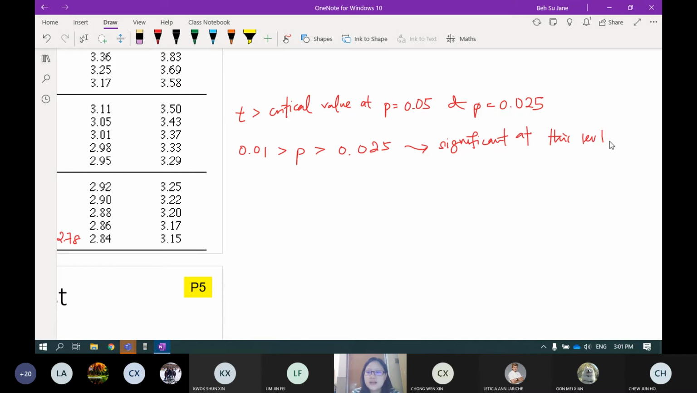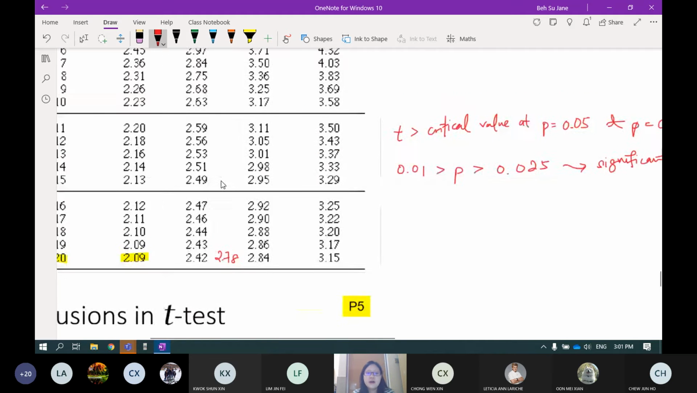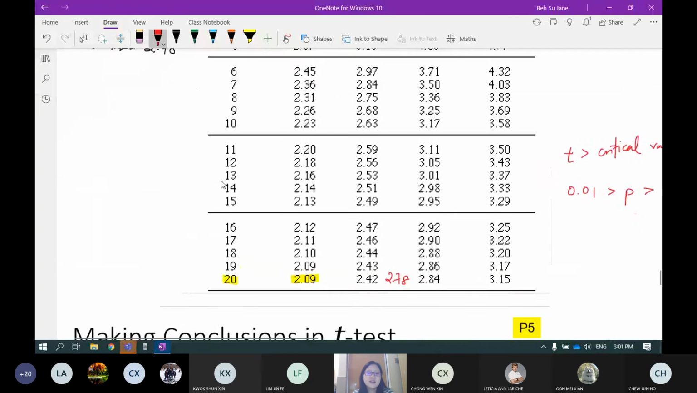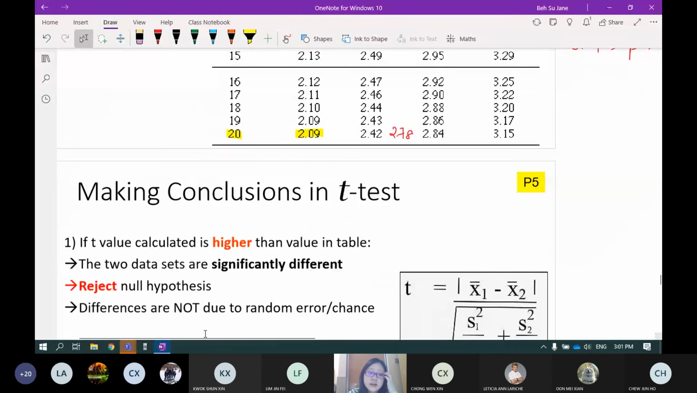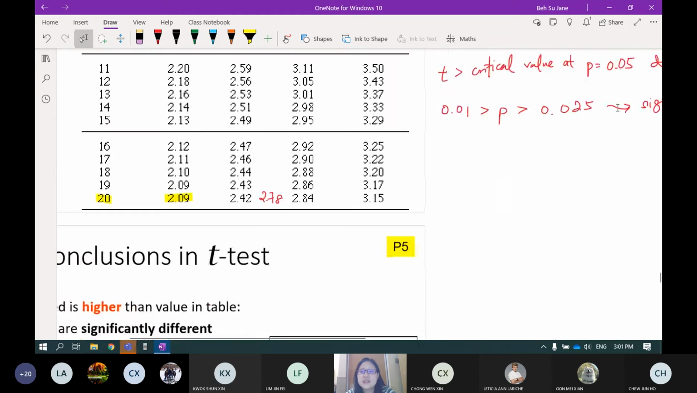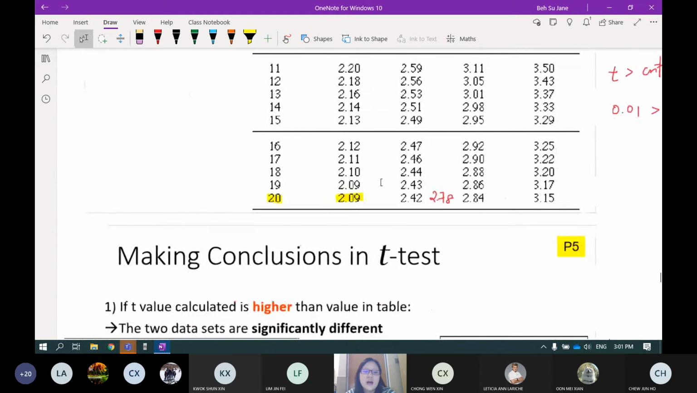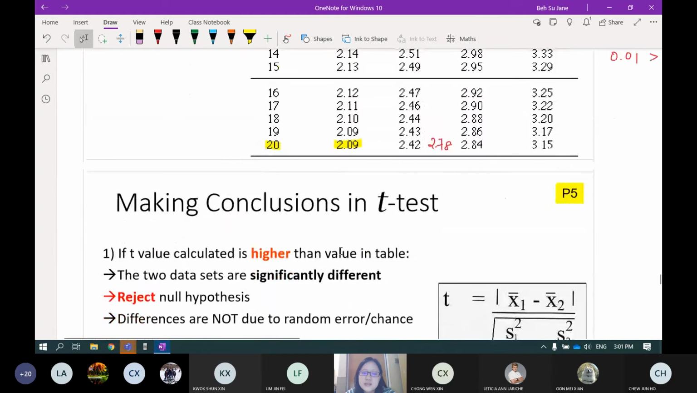Now, obviously, the point here is that it's significant. So, how do you write it in other words? Okay, let's scroll down. If the t-test value is higher than the data in the table, the two data sets are significantly different. At what level? This one is at this level. Okay, we can reject the null hypothesis then.